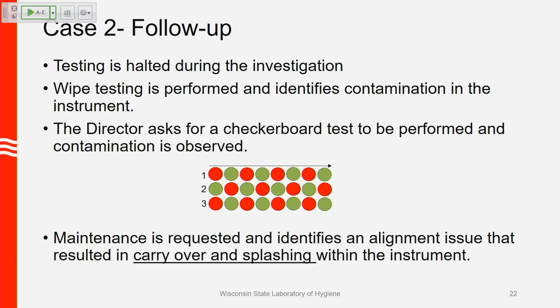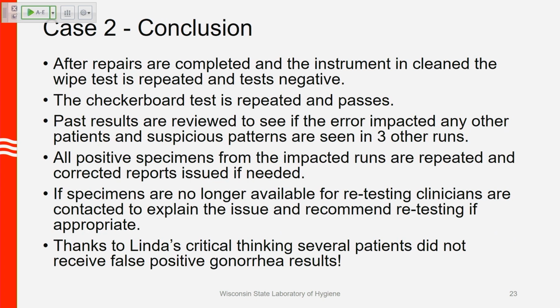The director asks for a checkerboard test to be performed, and if you've not seen these, this is where you put known positives and known negatives in an every other pattern on a checkerboard, and then you look to see if the negatives come up as positives inappropriately, and that can be a sign that you have ongoing contamination issues within your instrument. And sure enough, they had some low positives pop up where they shouldn't have been, confirming their suspicions that this could be contamination issues with the instrument. So maintenance was requested and identifies an alignment issue that resulted in carryover and splashing within the instrument, which is why those wipe tests were coming up positive.